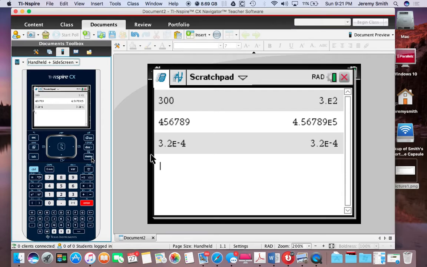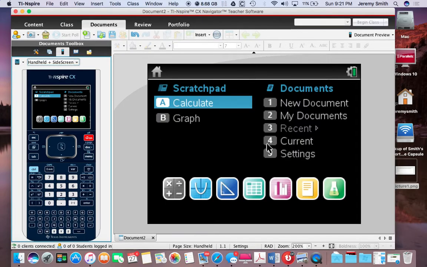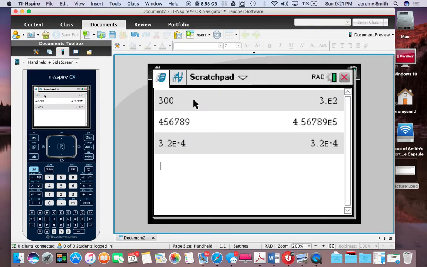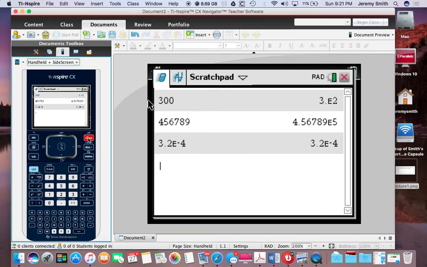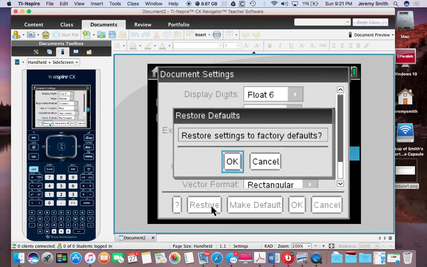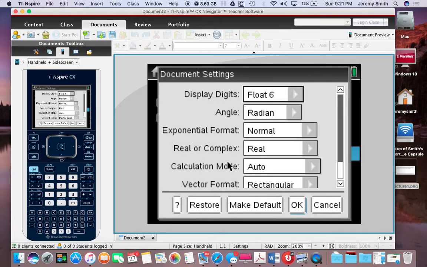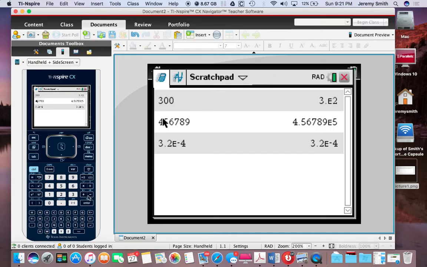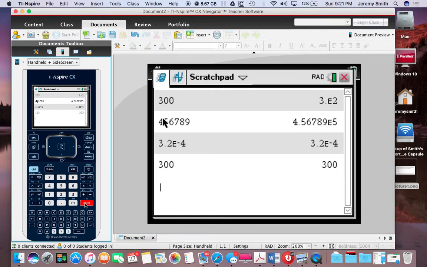And we talked about changing 2 things: exponential format to scientific, and calculation mode to approximate. Now, let's say I want to go back to my standard setting. To do that, I go to Home, press Settings, Document Settings, and choose Restore. It's going to select Factory Defaults, and we have to make it the default. So now when I go back and try to put this in my calculator, it doesn't work. It's still going to give it to me in standard notation.